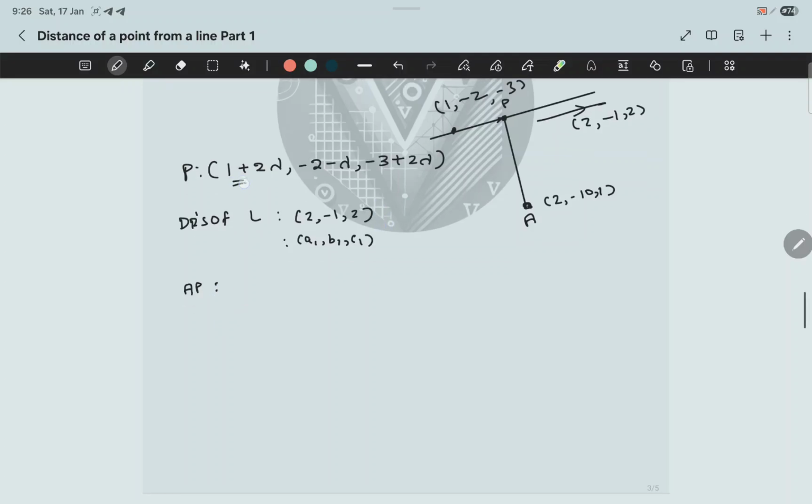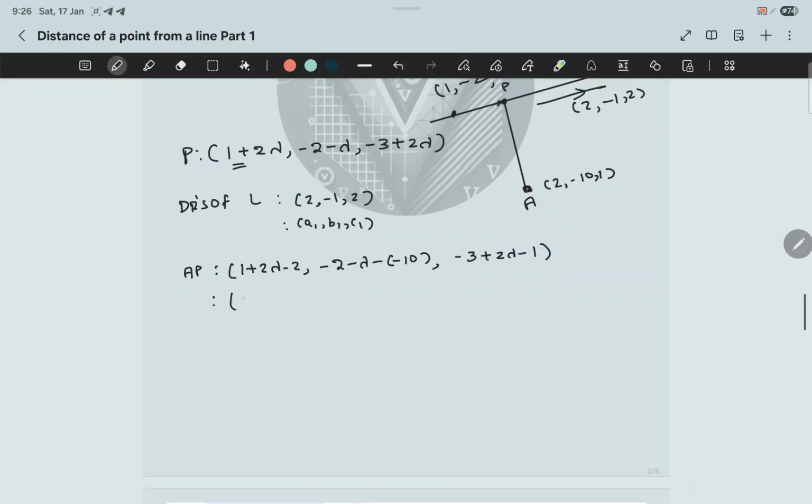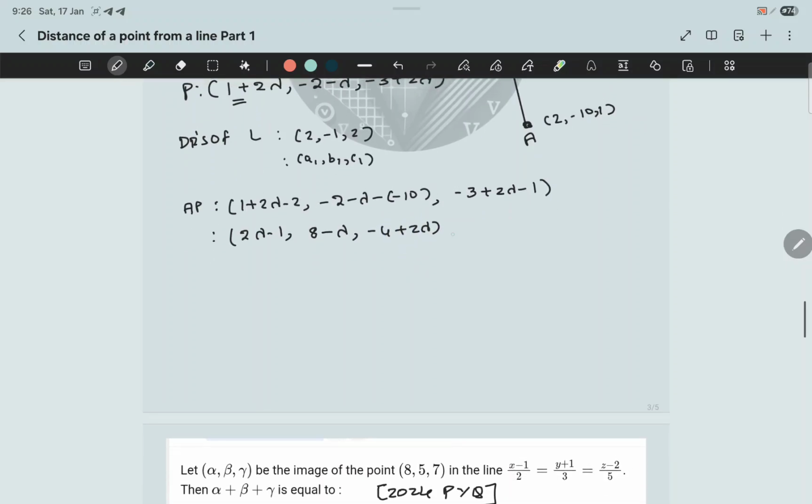Direction ratios of AP can be found by x2 minus x1. So 1 plus 2 lambda minus 2, y2 minus y1, minus 2 minus lambda minus of minus 10, z2 minus z1, that is minus 3 plus 2 lambda minus 1. So what do we get here? We get 2 lambda minus 1, and then we get minus 2 plus 10 is 8 minus lambda, minus 4 plus 2 lambda, which is a2 b2 c2.